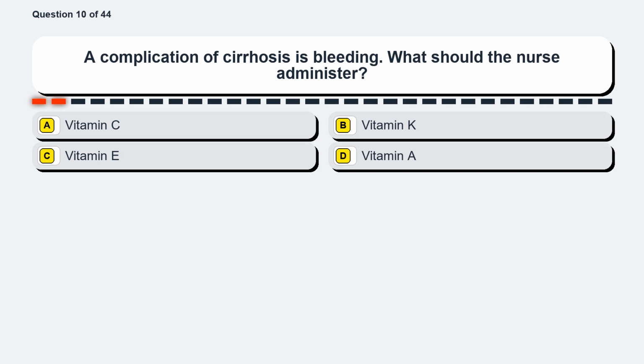Question 10. A complication of cirrhosis is bleeding. What should the nurse administer? Option A, vitamin C. Option B, vitamin K. Option C, vitamin E. Option D, vitamin A.